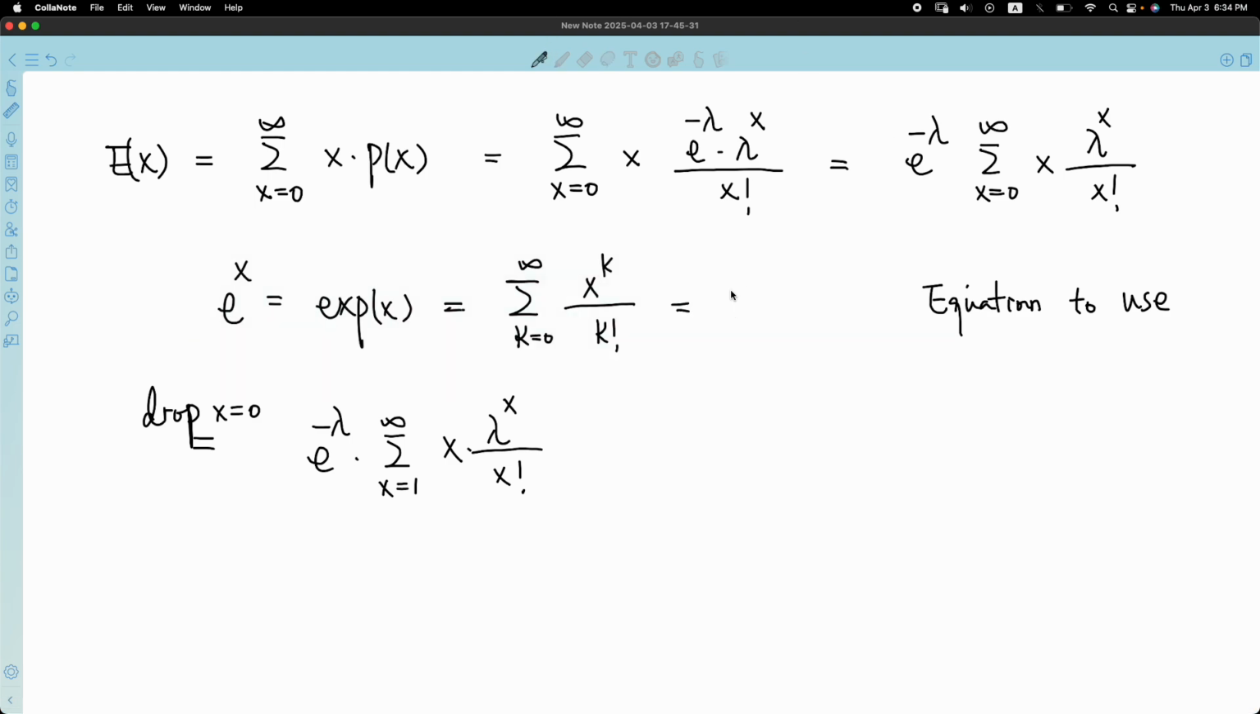Let me use another letter, h of x, a function of x. You input a value of x, for example using a computer, e to the x with x equal to 5, and you will get a number. If you put 5 for x and sum over k from 0, 1, all the way to infinity, you will get the same answer. This equals that, equals this.